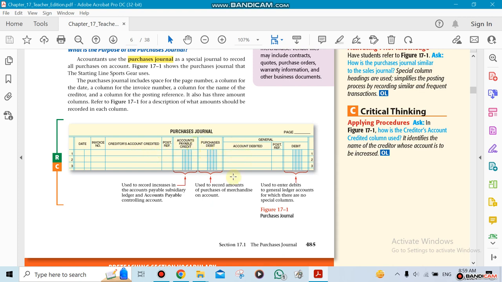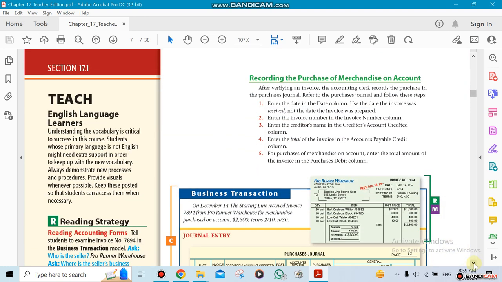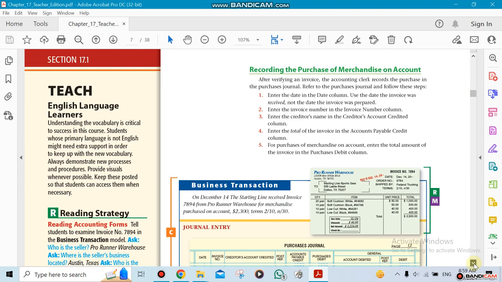Those things, you don't need to memorize them. You just need to understand them. When you see them, this is going to be given to you anyway, on a quiz or a test or anything like that. This is what's going to be given to you, and it's going to be empty, definitely. And you're going to fill up the whole table. This section is going to be talking about the purchases.